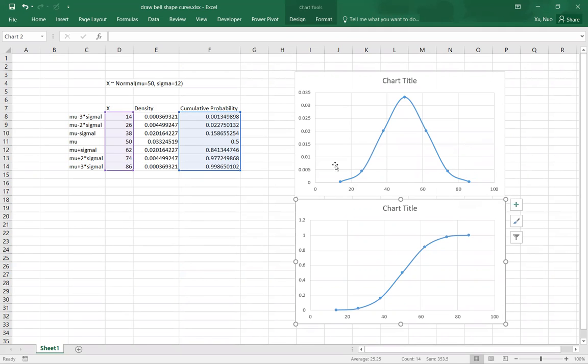And then, of course, now we can just increase the number of data points within this range, the plus minus 3 sigmas. We can increase more data points for x, and then we can calculate the same value, and it should produce a much nicer, much smoother density curve and a cumulative probability curve. And we'll do that now.